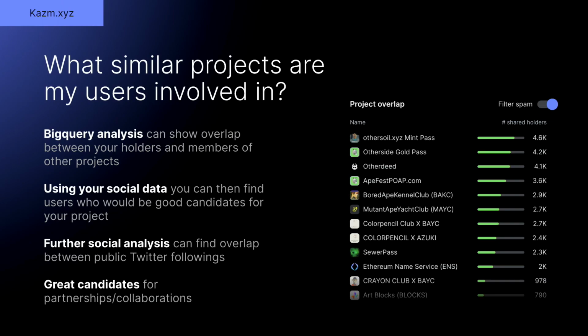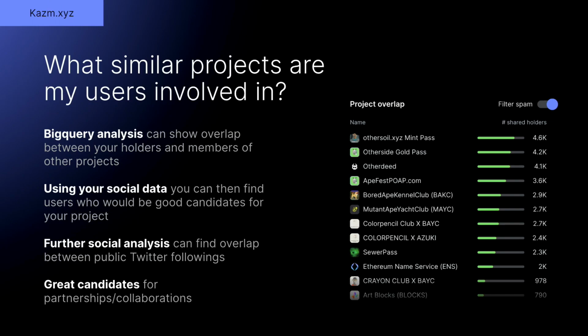And then one of the last questions I mentioned is what similar projects are users involved in? One of the big channels for growth in Web3 is collaborations and partnerships. So you can look at your holders and see everything that they own, and we can show you other projects that have a lot of overlap with them. So those kind of projects might have a lot more users that would be interested in your product, your game, your DAO. So BigQuery analysis can show that.